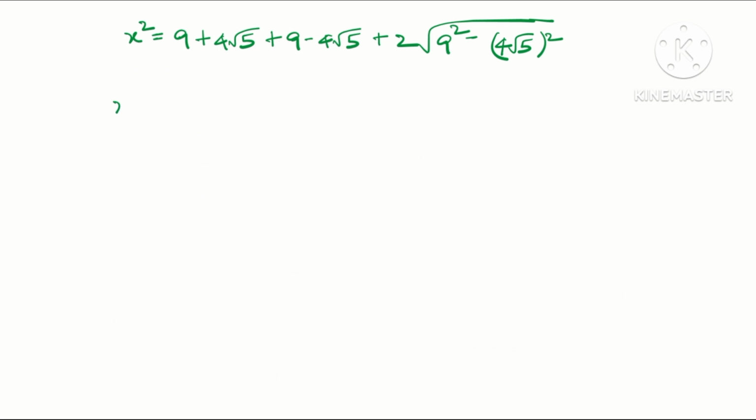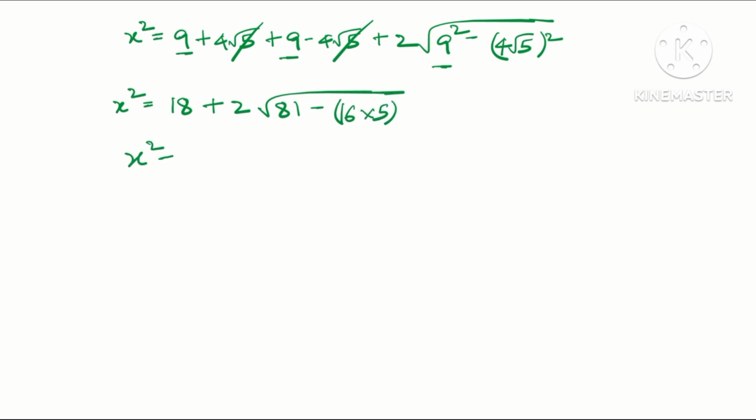So x square equals 9 plus 9 is 18, plus 4 root 5 minus 4 root 5 is 0, plus 2 root 9 nines are 81 minus 4 root 5 whole square, which is 4 squared is 16 into 5.